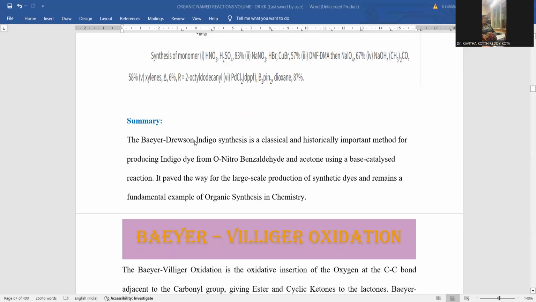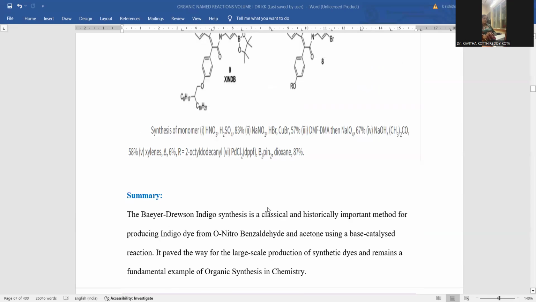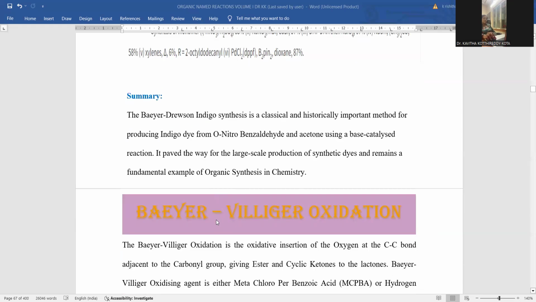In summary, the Baeyer-Drewson indigo synthesis is a classical and historically very important method producing indigo dye from ortho-nitrobenzaldehyde and acetone as well, right? The reaction is facilitated by base-catalyzed conditions and is a proven way for the large-scale production of dyes in the industry. They may be utilized in pharmaceuticals and also in the textile industry, even in dye chemistry. So they are versatile in organic synthetic chemistry as well. This is the way the entire process of indigo synthesis was accomplished, which is specifically the Baeyer-Drewson indigo synthesis, right?